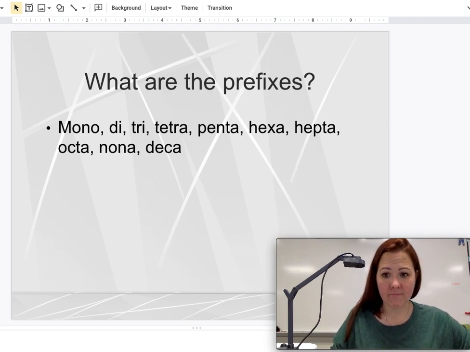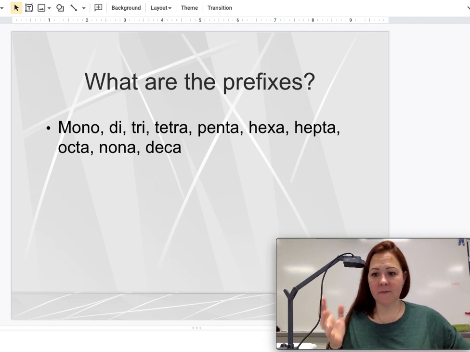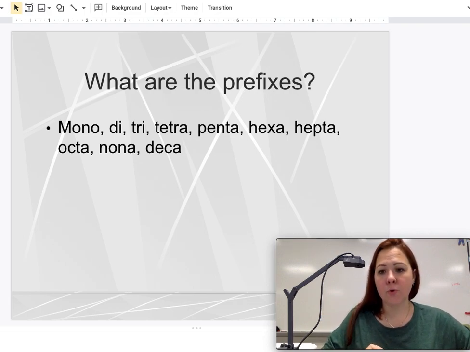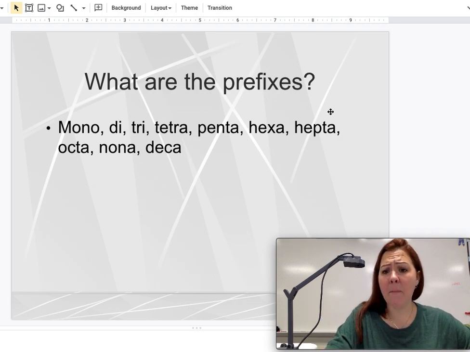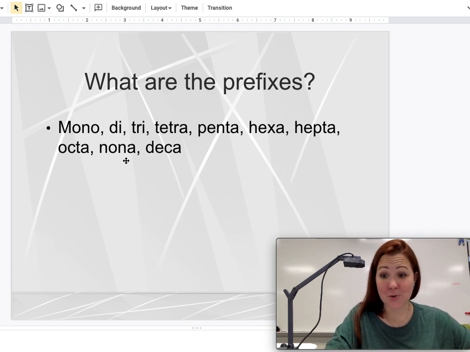Hepta, people always forget. People try to put septa, like September. It's actually a different language than this one for the root here, for your prefix. Hepta is 7. Octa, like an octopus or an octagon, is 8. Nona, people can never remember because you don't really ever see 9-sided objects in geometry, but nona is 9. And then deca is 10, like a decagon has 10 sides, or a decade has 10 years. So mono, di, tri, tetra, penta, hexa, hepta, octa, nona, deca. So these are in order 1 through 10.